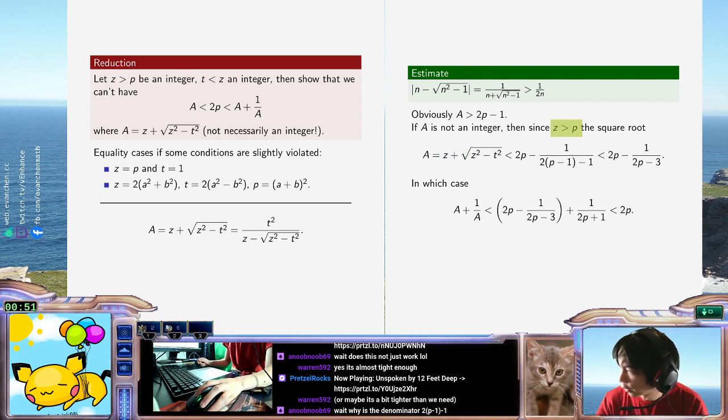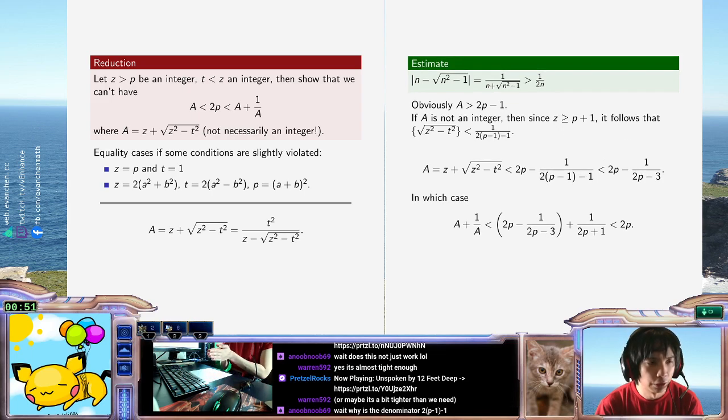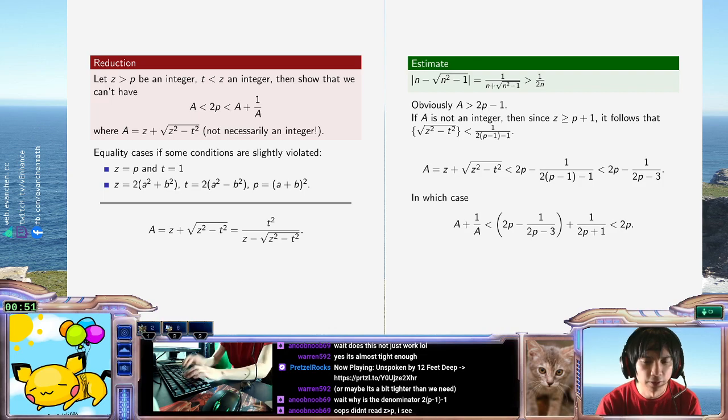So since z is strictly greater than p, equivalently z is at least p plus 1, it follows that the square root bit, z squared minus t squared, is strictly less than whatever square it's trying to approximate, right? So the fractional part of this will always be worse than that. Like the fractional part of the square root is... yeah, z is strictly greater than p.